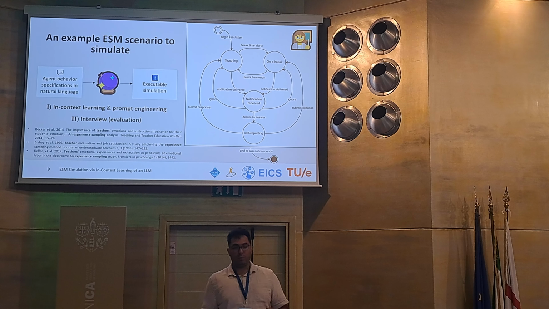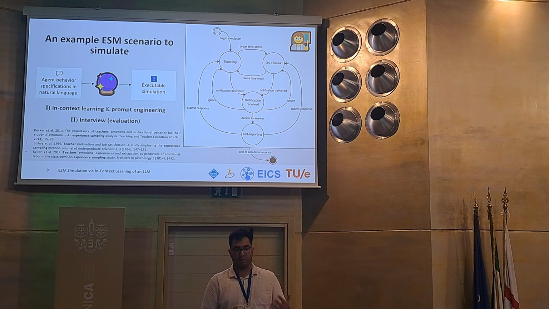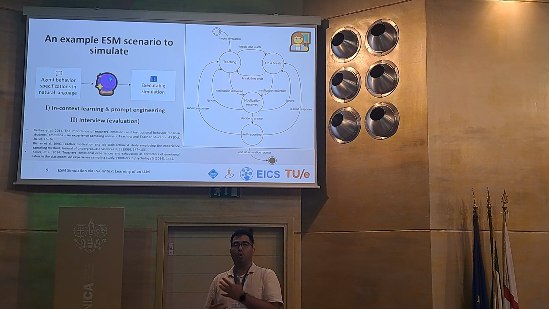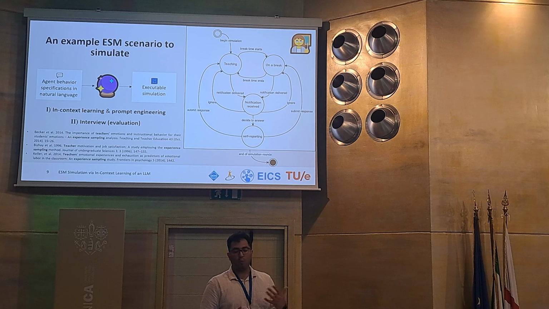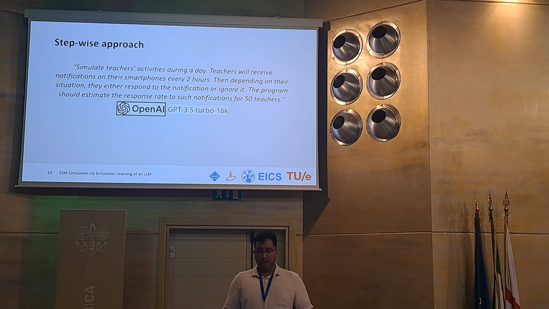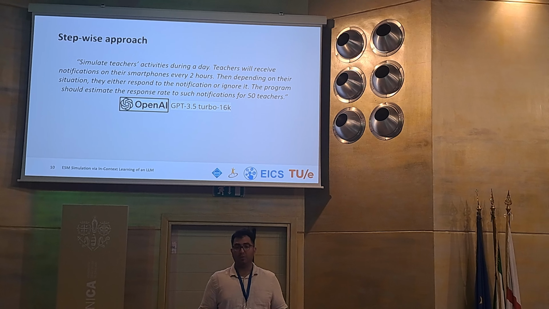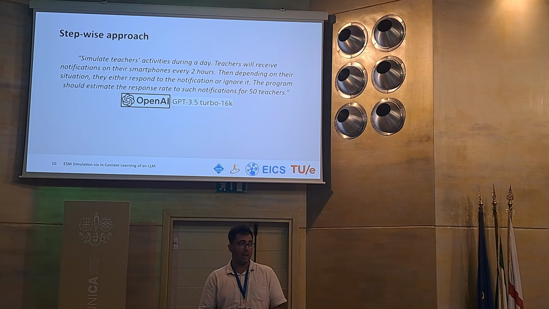And we assessed it in two ways. First, we wanted to work with LLMs through in-context learning and prompt engineering. And then we showed it to our audience and, through an interview, saw how they would be able to use it. So for doing that, we needed an LLM, and we chose OpenAI's GPT-3.5 Turbo 16K at the time.